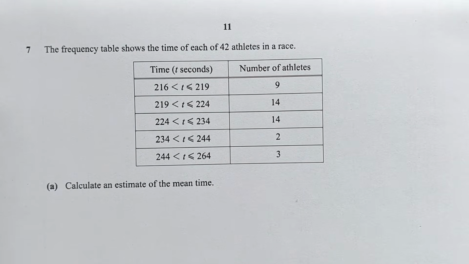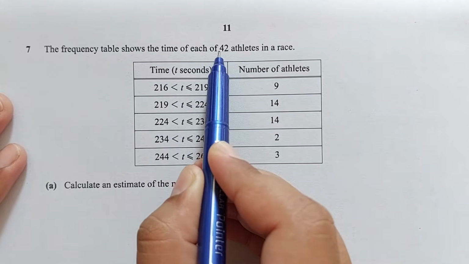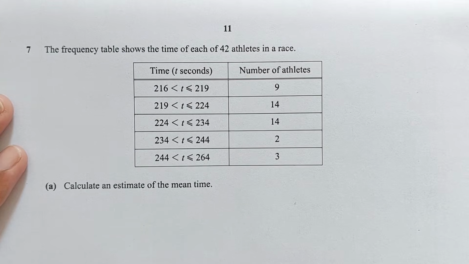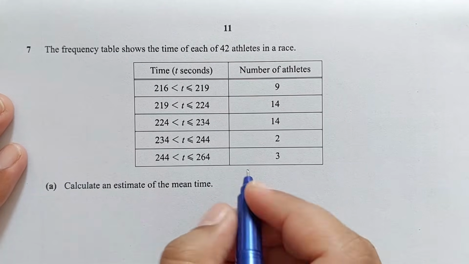Question number 7. The frequency table shows the time of each of 42 athletes in a race. Time t in seconds and number of athletes. In part A, calculate the estimate of the mean time. Alright, so we have to solve for the mean. So mean is sum of fx divided by the total.